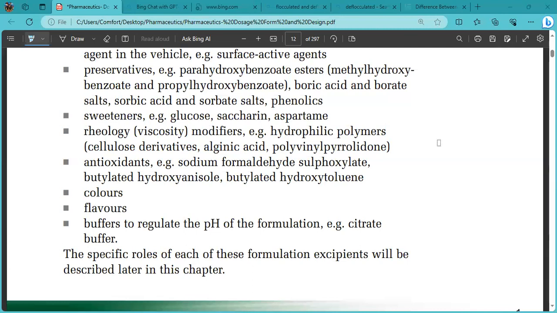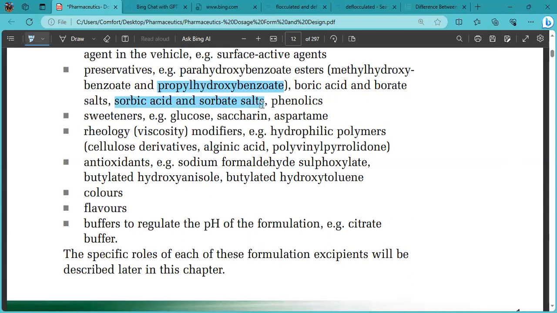The most common examples of preservatives are benzoic acid or any salt of benzoic acid. In this case, they've highlighted para-hydroxybenzoate esters, like propyl hydroxybenzoate, and sorbic acid or any sorbate salts. Those are the most common ones that we came across in practice.